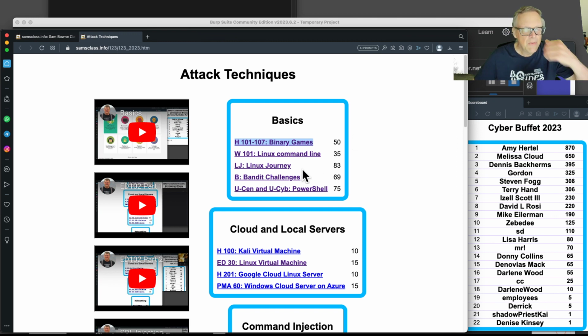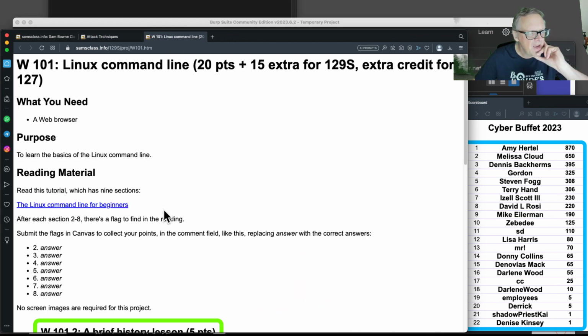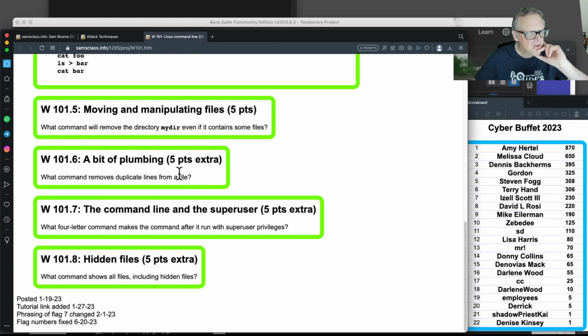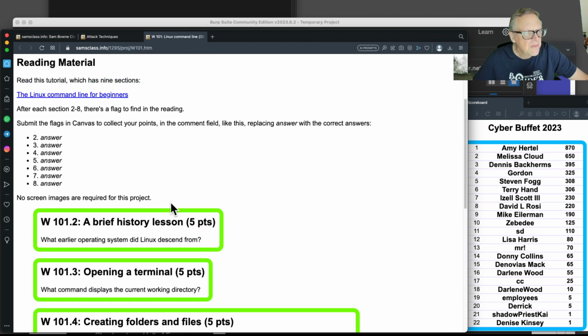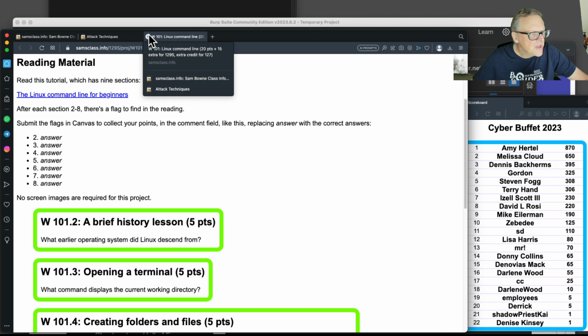So anyway, then we've already talked about Linux Journey. And I made a project where people just practice some Linux command line commands. Or some questions here to ask them about it. All right. I tried to make a few of these to get them started.